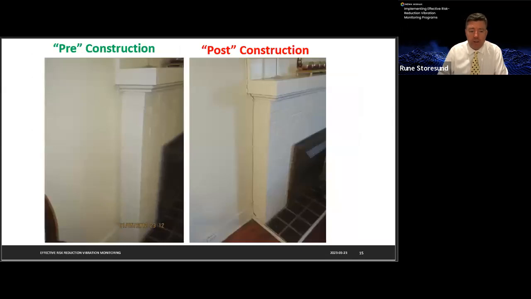So here is an example of a typical crack-by-crack analysis situation where the homeowner took photos inside their home before the construction started, and then following construction, they took another photo that showed cracking. So while there could be a number of different reasons for the appearance of the crack, it would be very difficult to definitively exclude construction-induced vibrations without a robust monitoring program in place.